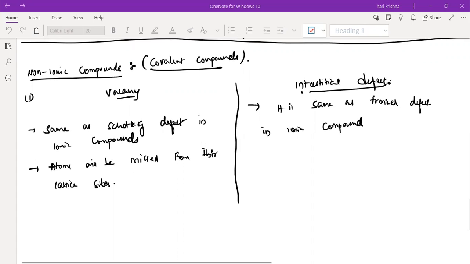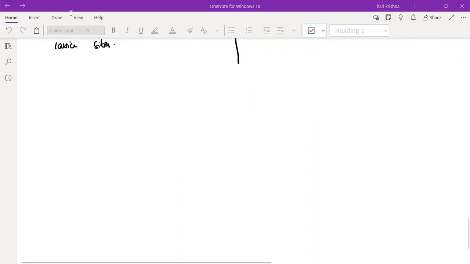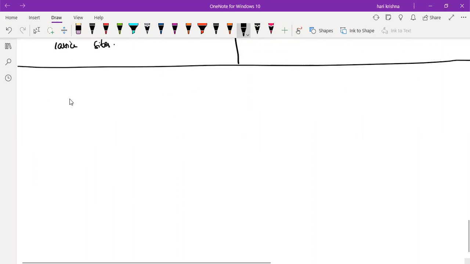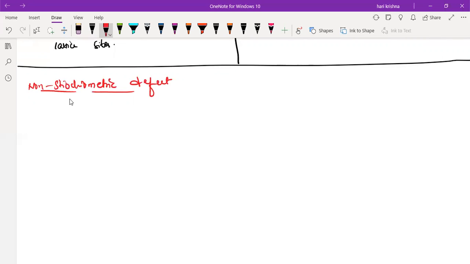So now we are going to discuss the non-stoichiometric defect today. In the case of non-stoichiometric defect also, we have two types. One is a metal excess defect and the next one is a metal deficiency defect.